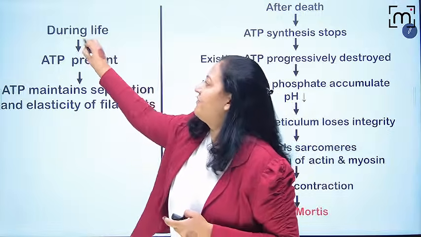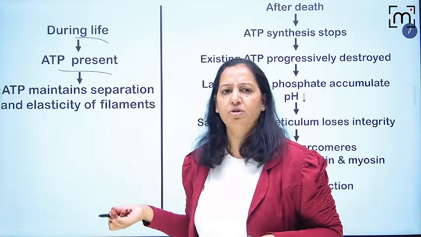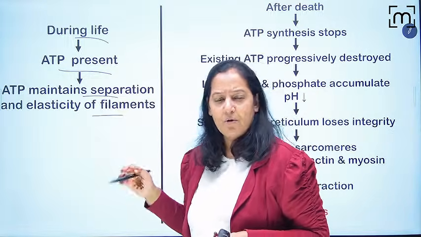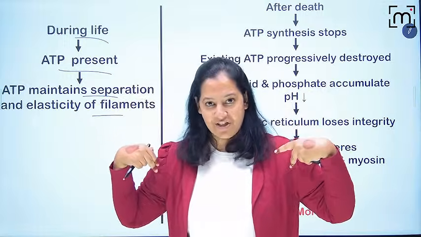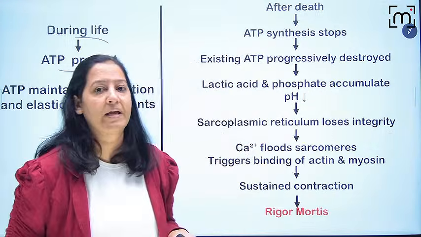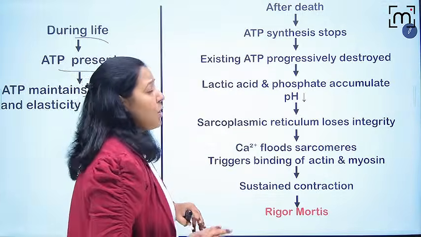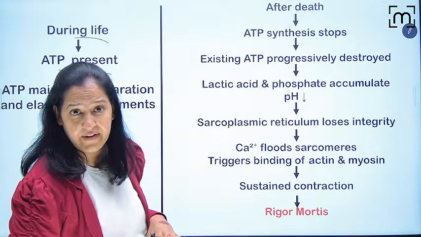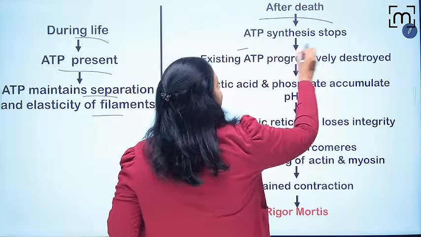So during life, ATP is present, so relaxation occurs. Calcium and ATP both are present, so relaxation is easy. I can contract my muscle and I can relax my muscle. Whenever I am contracting, the calcium is there. Whenever I am relaxing, ATP is present. ATP is constantly generated in a living body. But after death, there is no ATP synthesis. Oxidative phosphorylation in the mitochondria stops. You know the biochemistry. So after death, ATP synthesis stops.